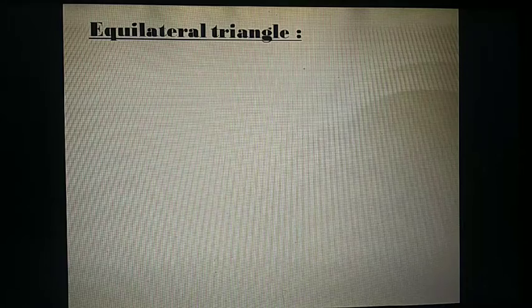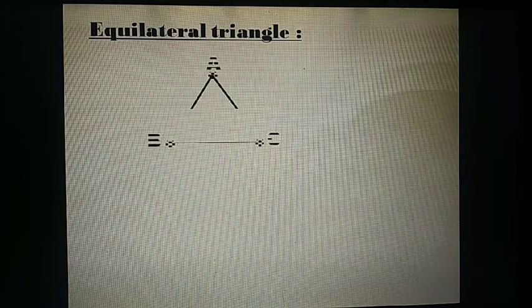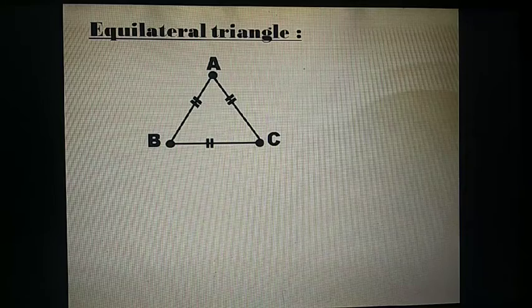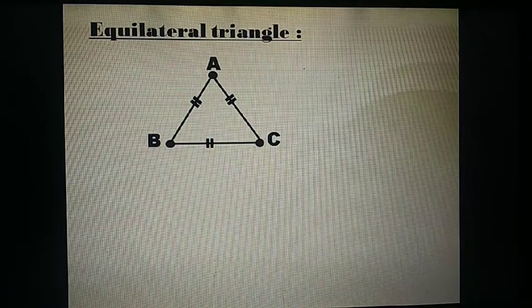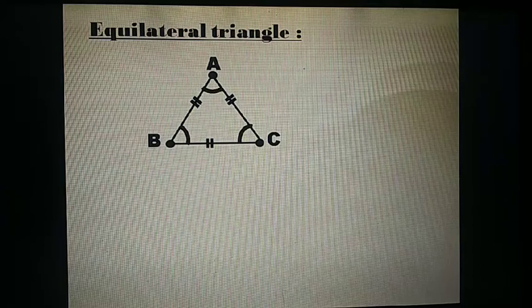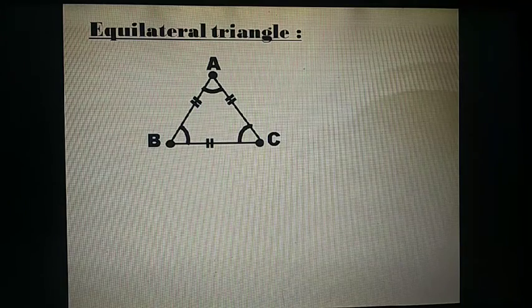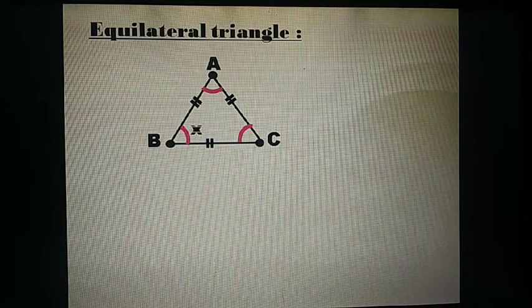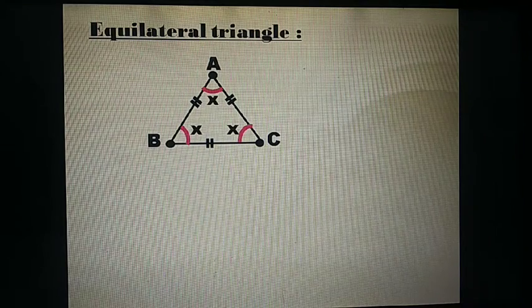Moving to the next triangle, it's the equilateral triangle, meaning a triangle with all three sides equal. Now in an equilateral triangle, as all the sides are equal, the interior angles are also equal. Let it be x. As they are equal, we are taking the same variable to represent it.